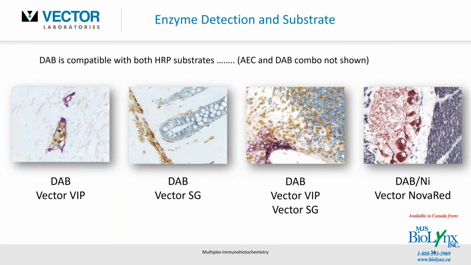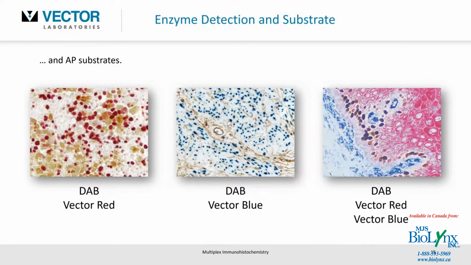And certainly DAB also plays nicely, or is compatible, I'll use a more scientific phrase, with the alkaline phosphatase substrates as well. Here's DAB and Vector Red. These combine to be the two substrates included in that ImmPRESS Duet kit. If that's not to your liking, certainly DAB can be used in parallel in combination with the Vector Blue, or indeed you can put those three together for a triple label. Vector Blue, the heavier deposition here of DAB in these cell nuclei, or indeed Vector Red.